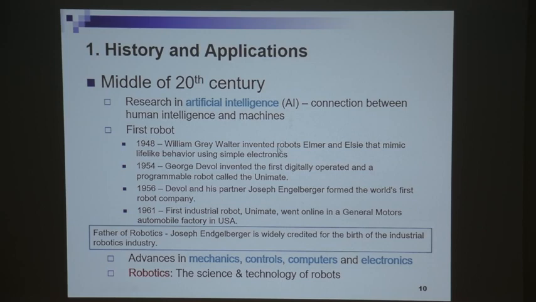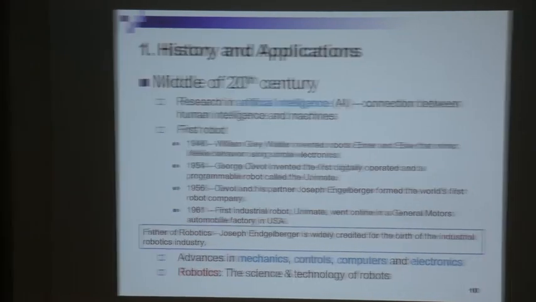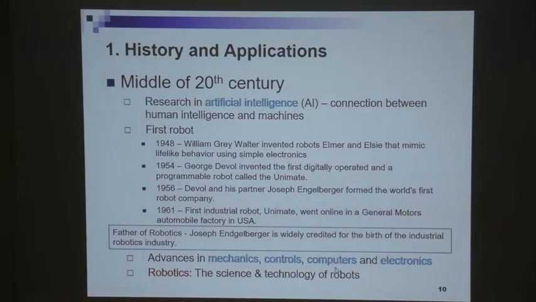When you see this development, the development of the first robot was eventually due to advances in mechanics, control, computers, and electronics. It's very much similar to today, where advances in mechanics, control, and especially computers are driving the field of robotics. The definition of robotics will be the science and technologies of robots.